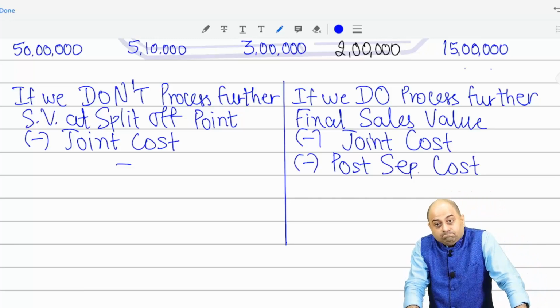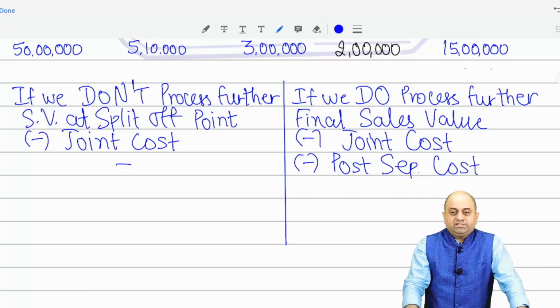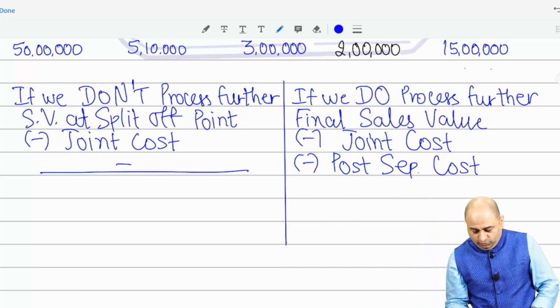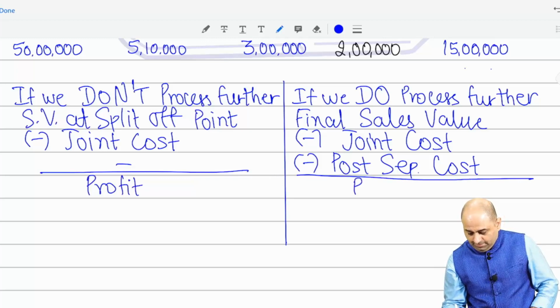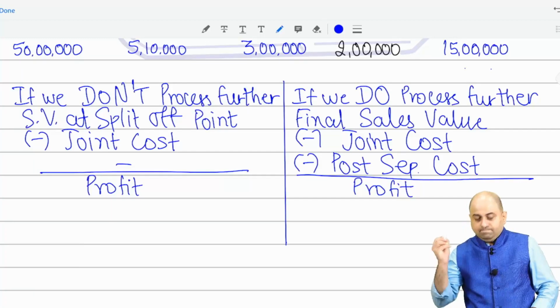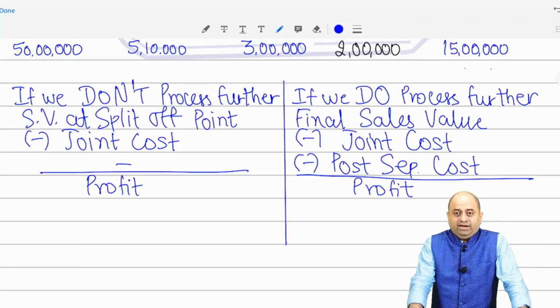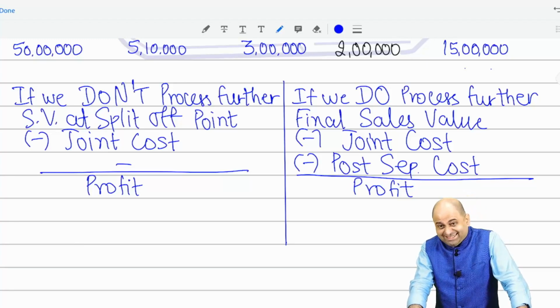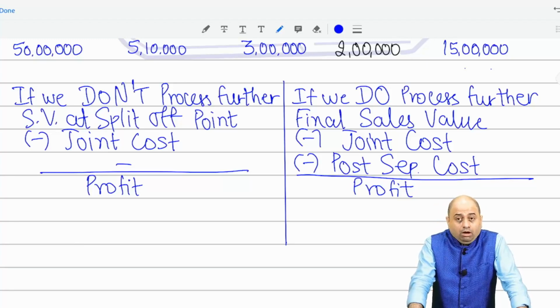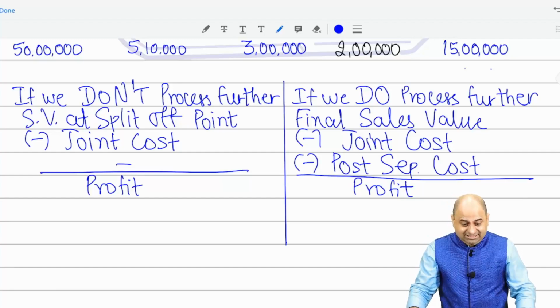And my dear friends, that's how you will get profit under both scenarios. That is it, my dear friends. This is the point which I wanted you to understand regarding this particular question 6 and 7 common. My question 6 as such is over, but I will now take you to question 7. Just a second.